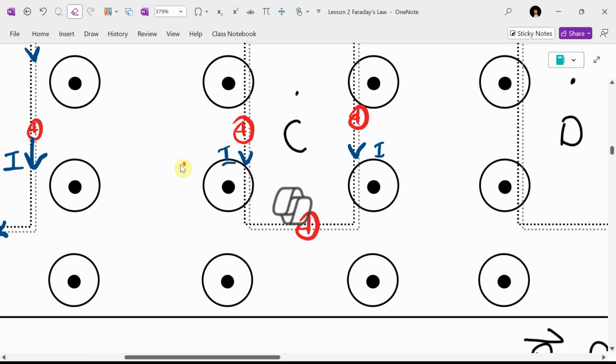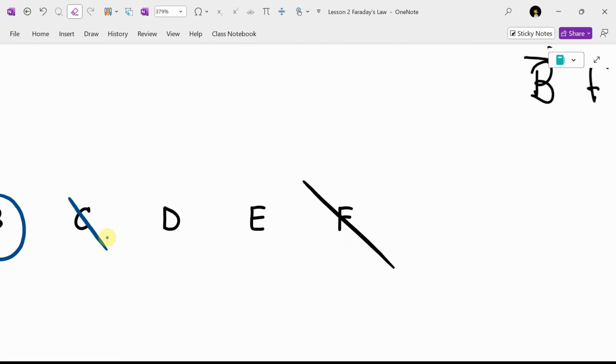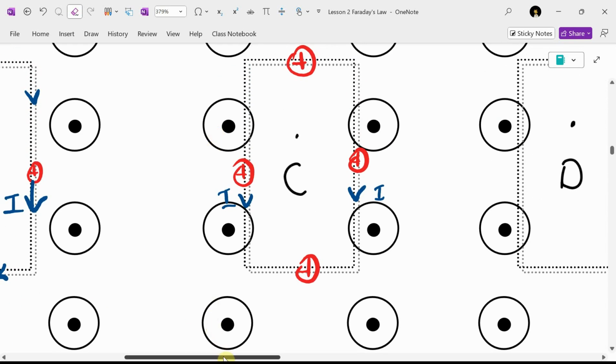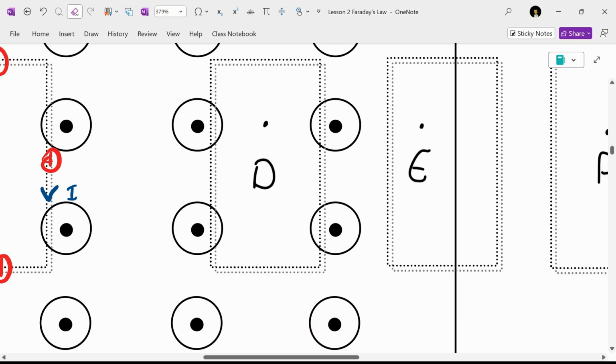You're not going to get a current in picture C or picture D, because picture D is the same thing. Ooh, picture E, you know what? The charge to look at is that one there. The top and bottom, we have the same situation. There's nowhere for them to go.